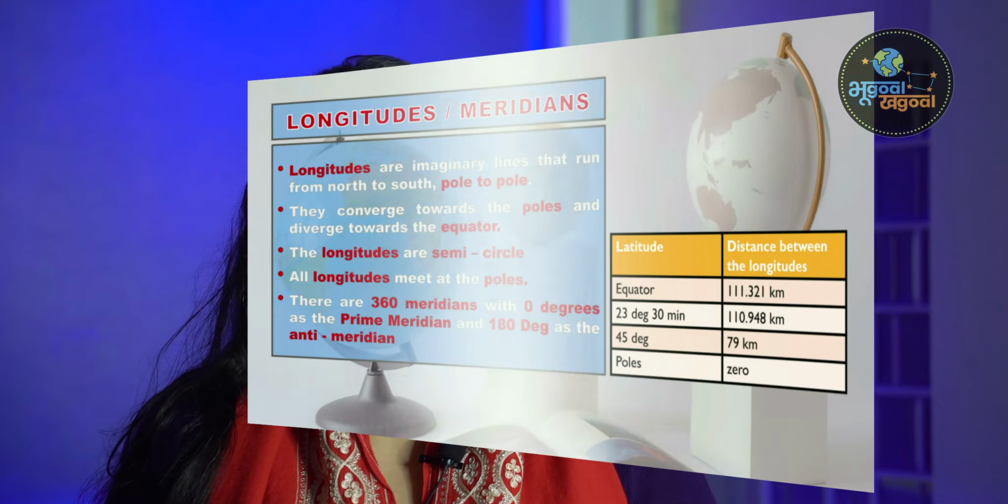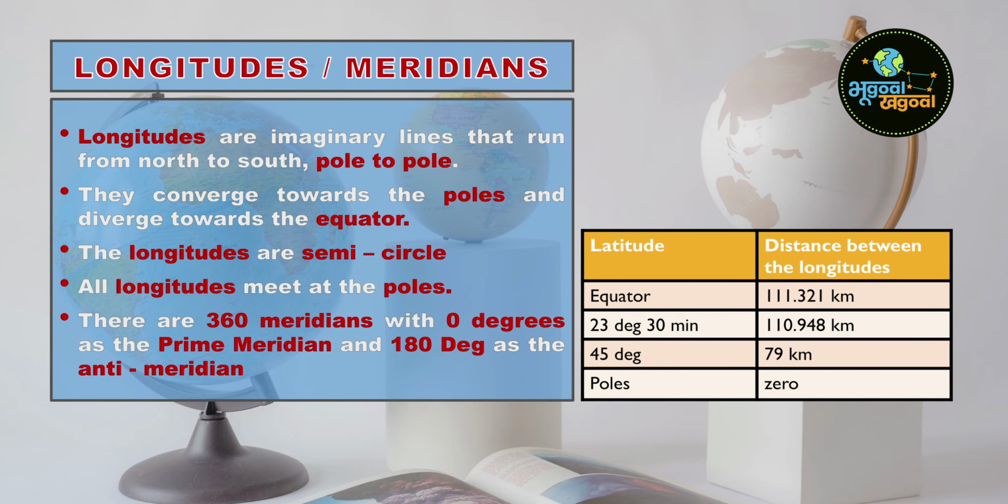Now that we have talked about parallels or latitudes, let's move on to longitudes. Longitudes or meridians are also imaginary lines that divide the Earth into the Eastern Hemisphere and Western Hemisphere. These lines run from north to south, basically from pole to pole, North Pole to South Pole, and are also measured in degrees, minutes and seconds.